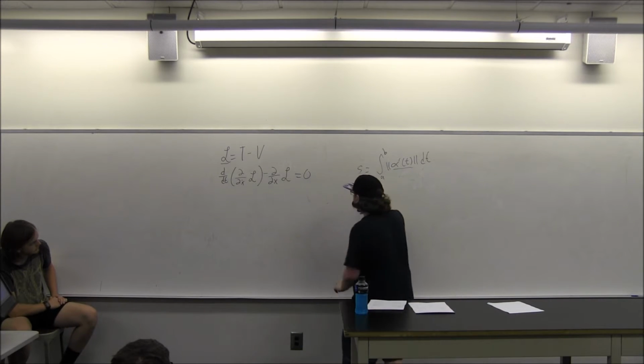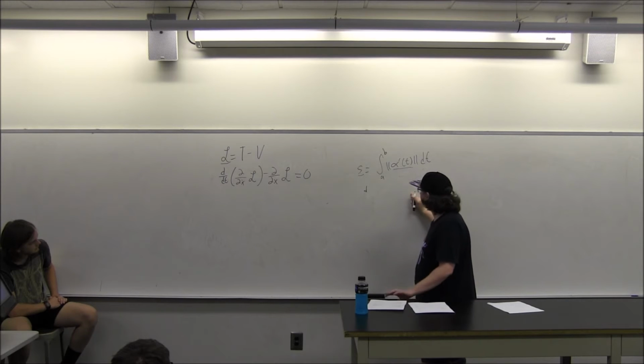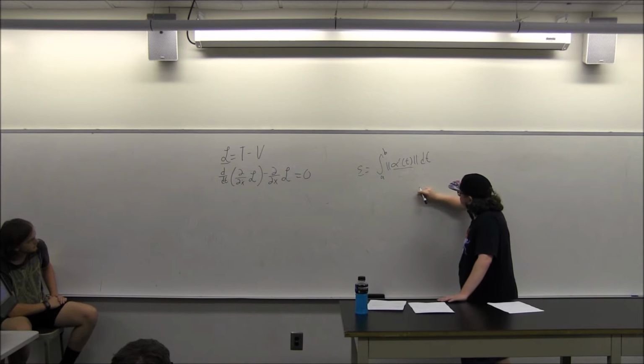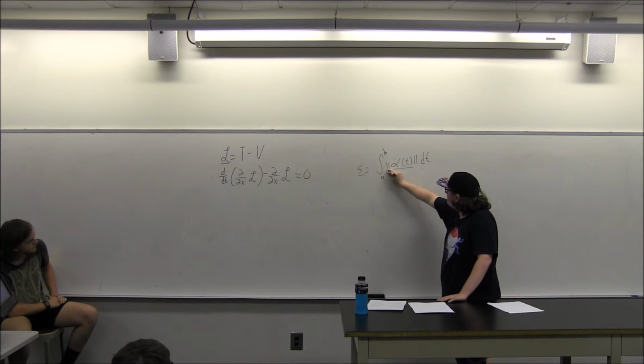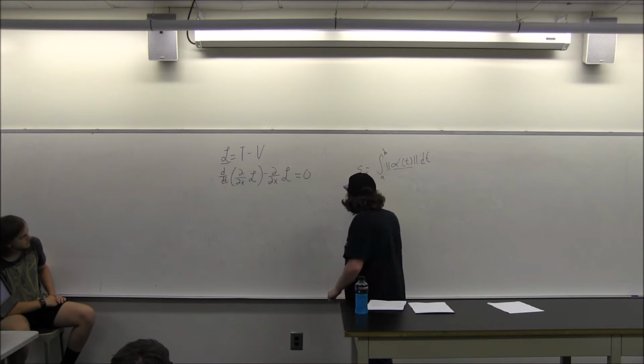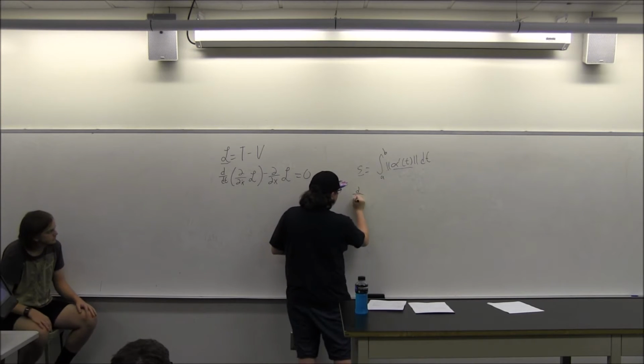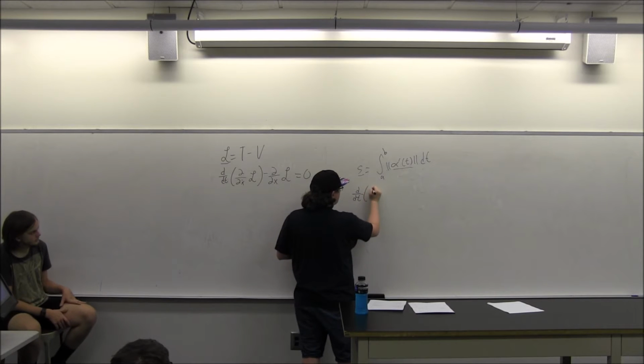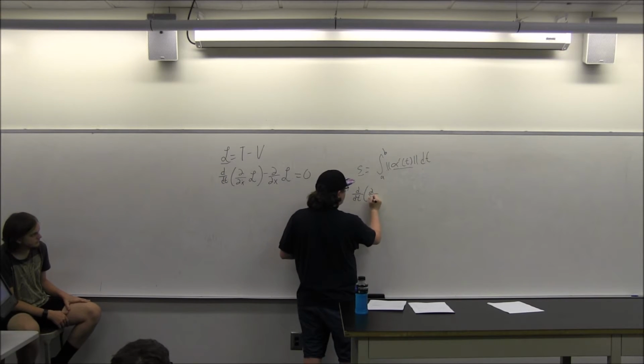How do I write this? Yeah. So what we can do is, actually, yeah, I know how to write this. D over dt of partial.